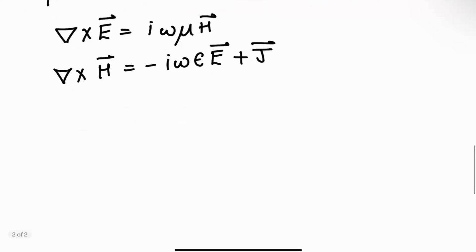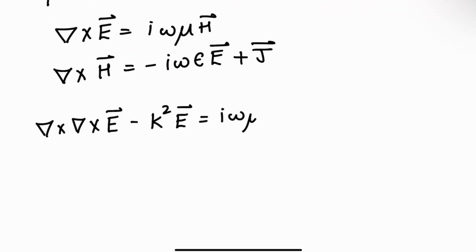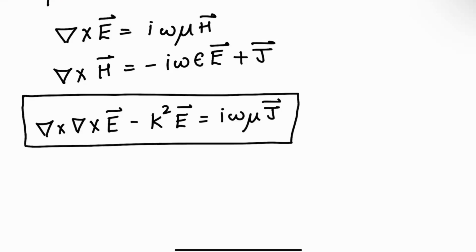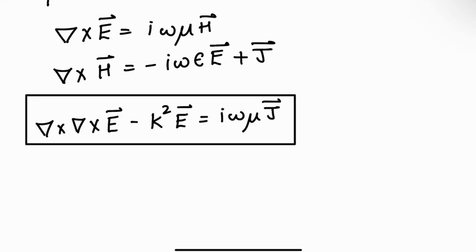And that's pretty straightforward. All you need to do is take H from this, substitute it in here, and that gives you curl curl of E minus k squared E equal to i omega mu J. Okay, and this is known as the vector wave equation. This is a vector wave equation because it's a wave equation of some kind with a vector quantity E.